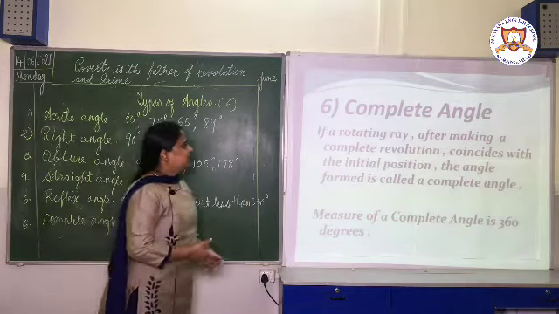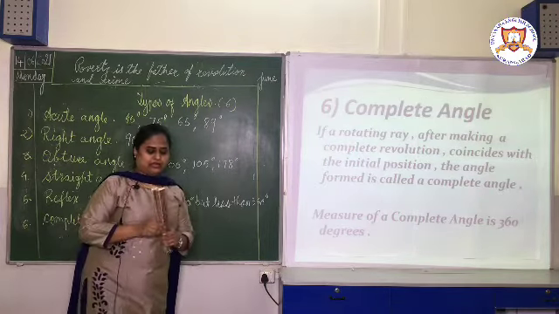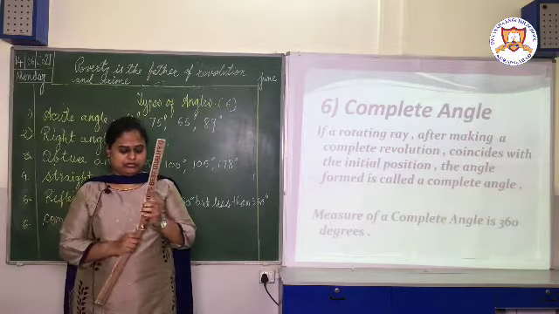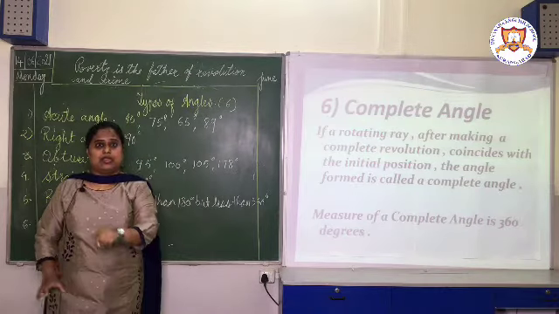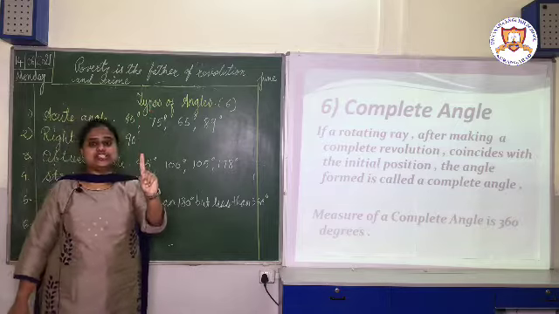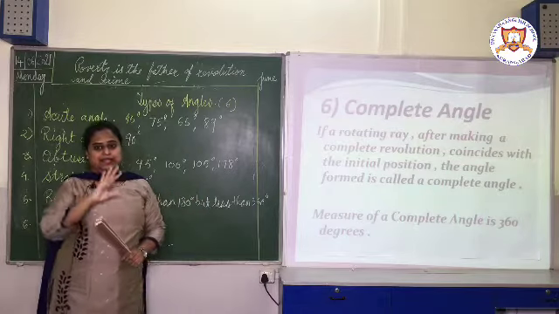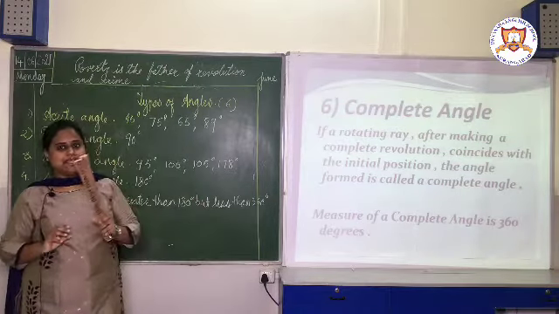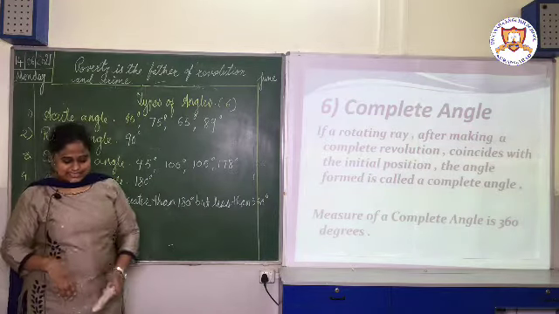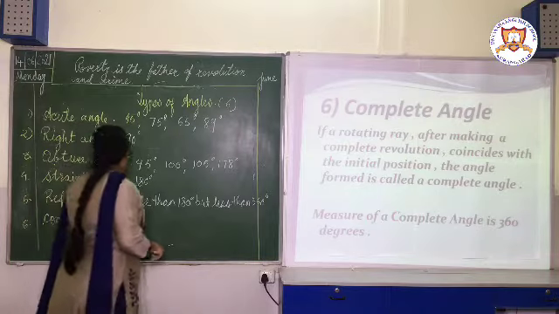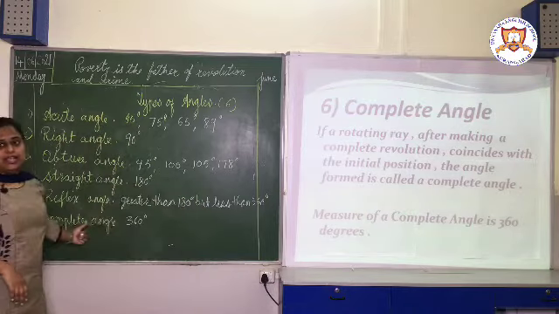Now the complete angle means what? If a rotating ray, now this is your ray, makes a complete revolution and coincides with the initial position, that angle is called a complete angle. It means they are making one complete whole revolution. So that angle is called a complete angle, exactly 360 degree. Complete angle is an angle whose measure is exactly 360 degree.